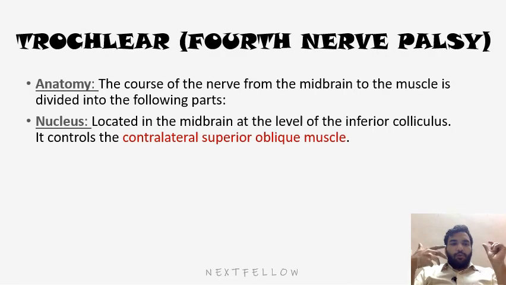So next we are going into the fourth nerve. Anatomy: the course of the nerve from the midbrain to the muscle is divided into the following parts. The nucleus is located in the midbrain at the level of the inferior colliculus. It controls the contralateral superior oblique. That's one important point: superior oblique, contralateral.